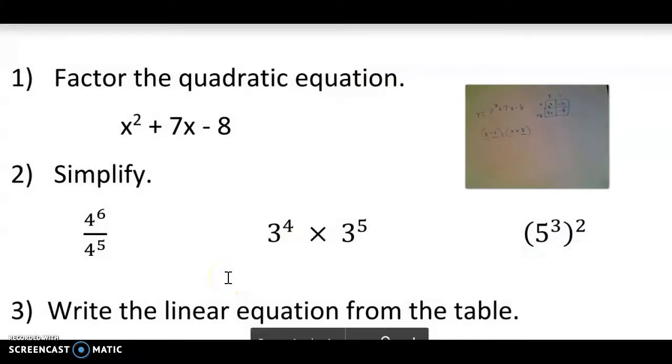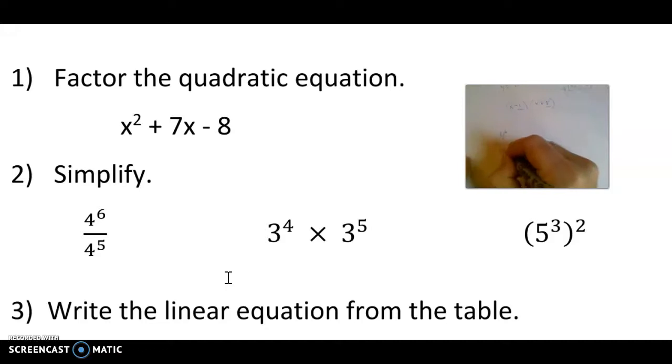Number 2, simplify. So when you are dividing with exponents, the rule is simply subtract them as long as your base is the same. So because you have 4 and 4, you can just go 6 minus 5 is 1, so it's 4 to the first power. The next one, 3 to the 4th times 3 to the 5th, because the bases are the same, you can add your exponents. Saying I am multiplying 3 a total of 9 times.